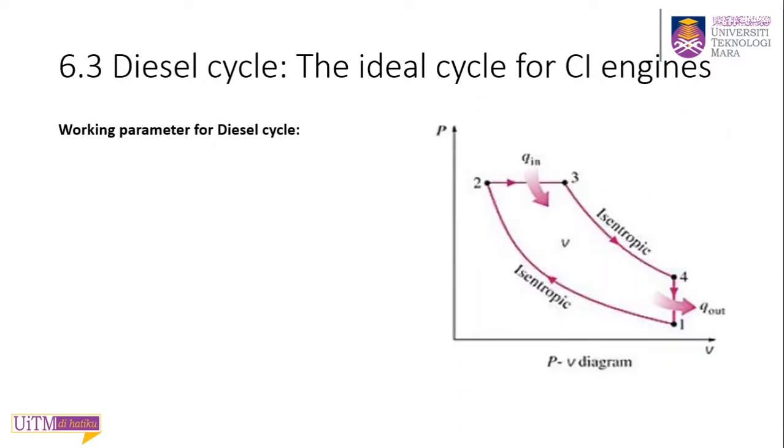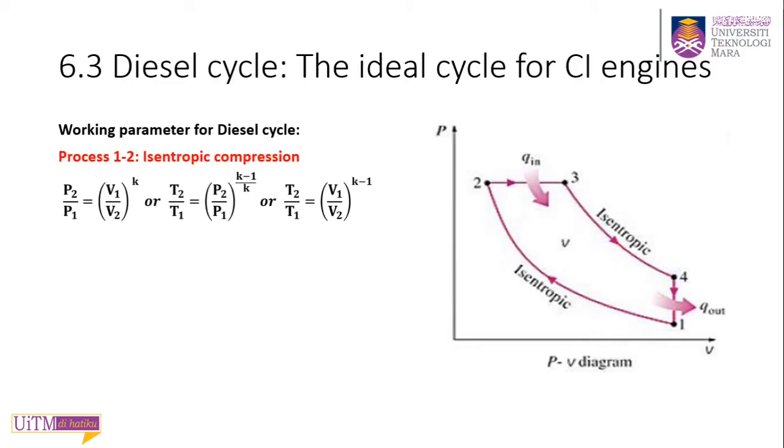Now, let us look at the working parameters involved for a diesel cycle at each of the processes. For process 1 to 2, which is the isentropic compression, the isentropic relationship equation for gases can be used to determine the required properties at each of the states. For process 2 to 3, which is the constant pressure heat addition process, the following equation can be used to calculate the amount of heat added during the heat addition process.